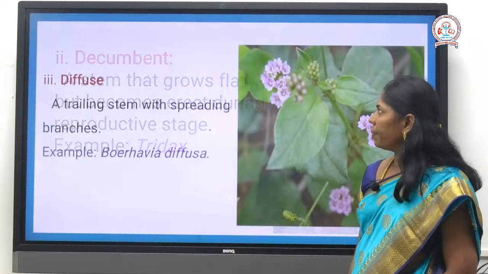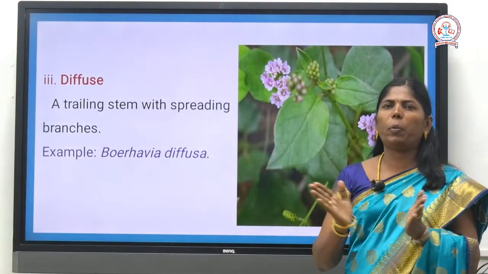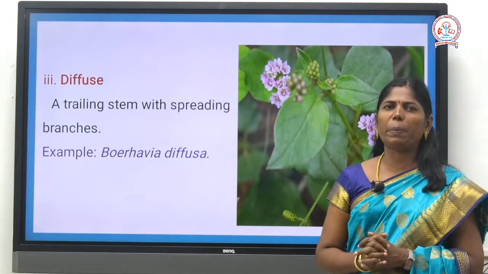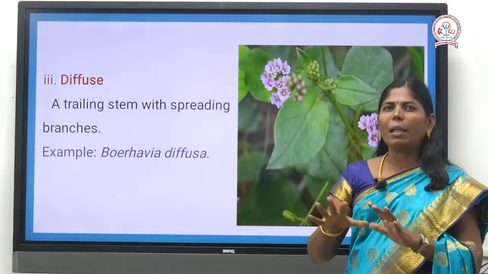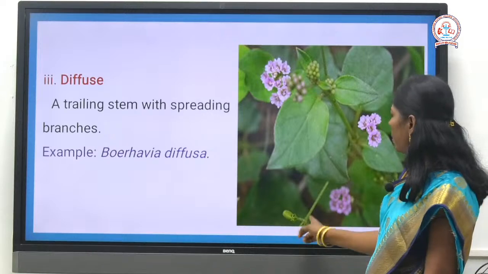The next one is diffuse. Diffuse means spreading through. That is a diffuse trailing stem with spreading branches. The branches spread everywhere. Bauhinia diffusa is an example.